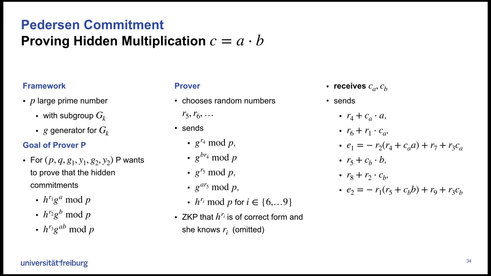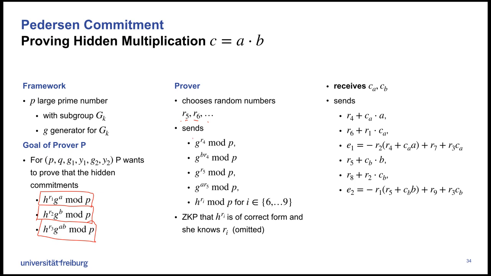Let's see what we recognize. And so we commit now to these hidden commitments here. So we have g to the a, g to the b, and g to the ab, and some factor of h with random numbers. Now you need a bunch of random numbers. I just number them R5, R6, and I think I end up at 9. I'm not sure.